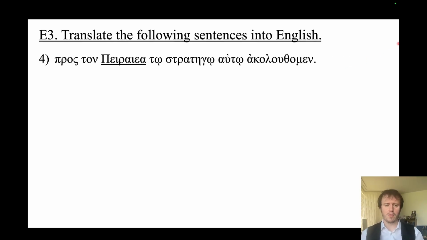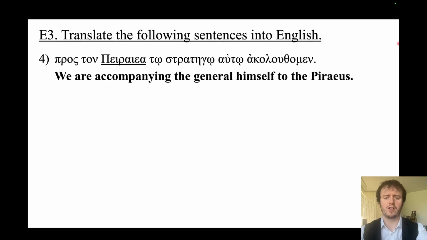Fourthly, we have pros ton peiraia toi strategoi autoi akolouthoumen. This means we are accompanying the general himself to the Piraeus. The Piraeus is the port of Athens, and in ancient Greek it was Peiraeus, as I informed you in the word bank.